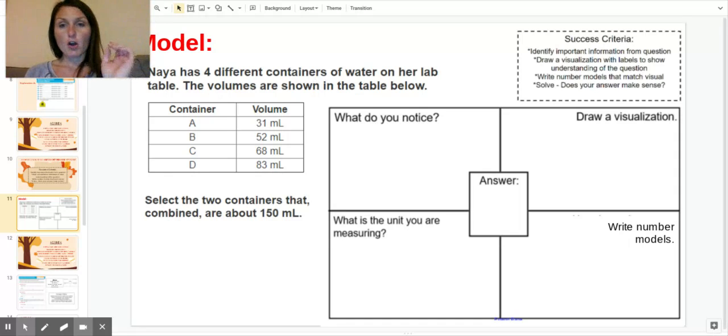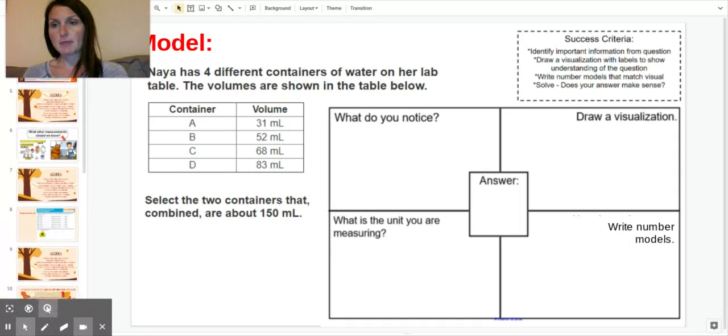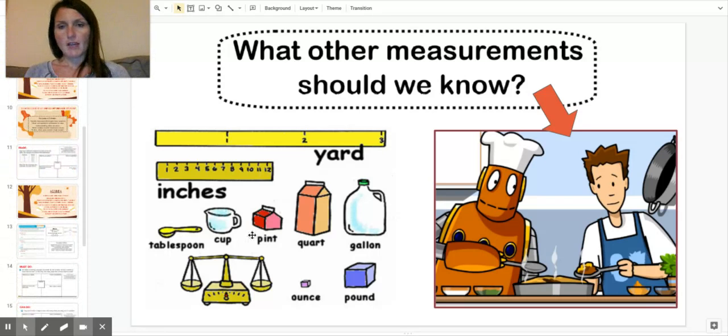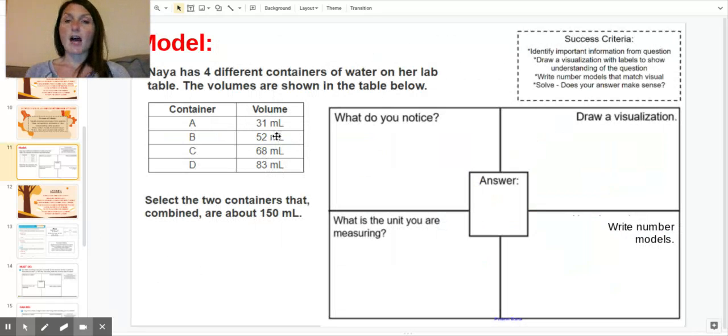And we're just trying to figure out, right here, it says select the 2 containers, like the 2 cups, that combined are about 150 milliliters. That is like when we look back here at the different types of measurements. You watched the video about pints and quarts. Think of milliliters kind of like the tablespoons, something small that could go inside the cup. This is the metric way, kind of like a centimeter, but it's a milliliter, like a millimeter.